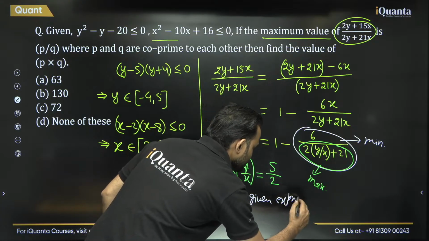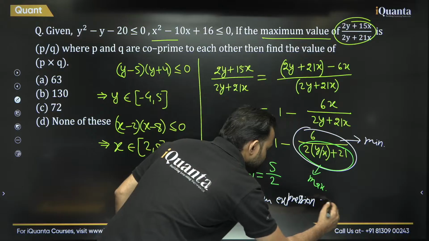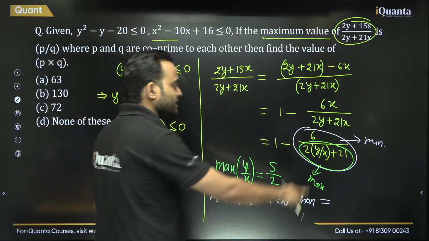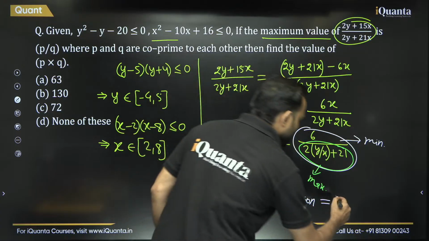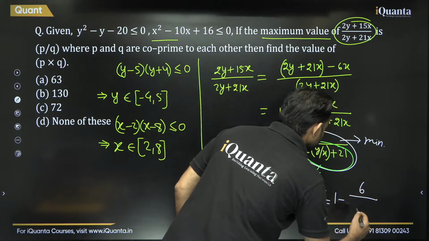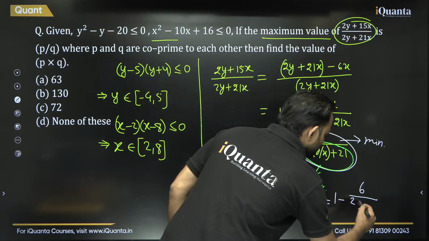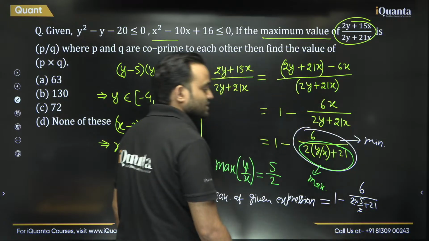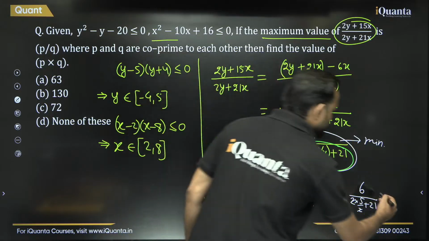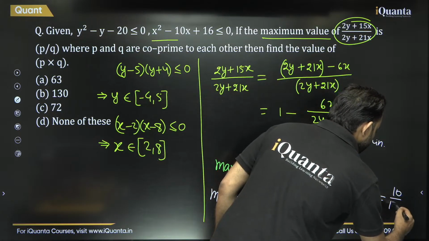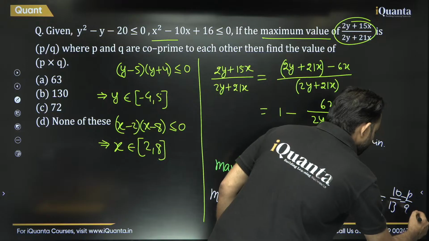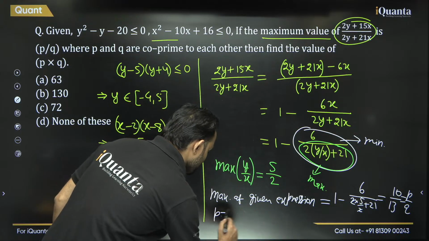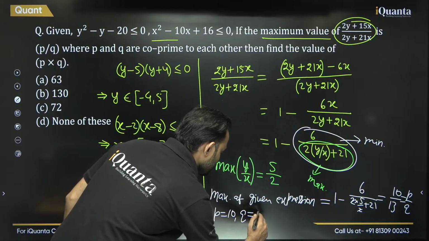Maximum of the given expression, when y is equal to 5 and x is equal to 2, you can put it here as well. It will be 1 minus 6 upon 2 into 5 by 2, 2 into 5 by 2 plus 21, 2 cancelled out. This will be 26, 3 by 13, so 10 by 13, this is 10 by 13, and that is p by q.